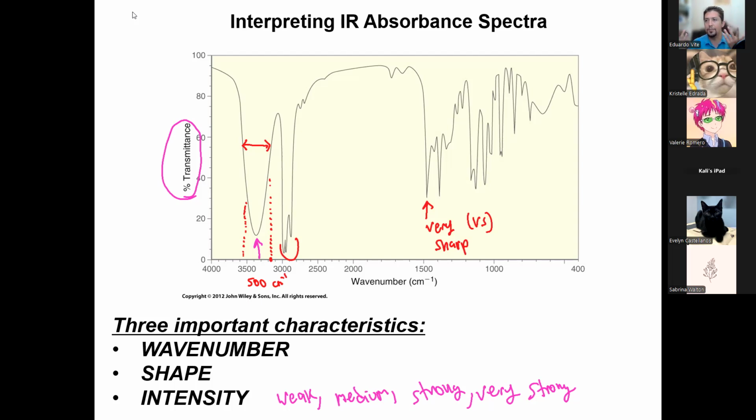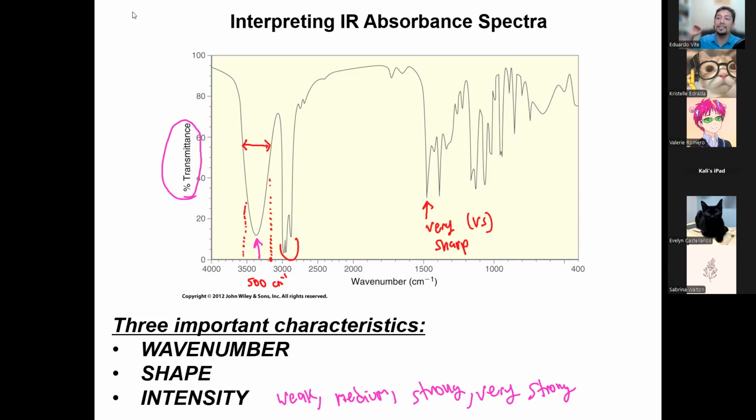It's subjective as long as you get the gist of it. Again, you can't call a very strong peak weak. That's just flat out wrong, right? You can't call something that's very strong medium, right? Medium would be 50%. Well, 10% is not 50%, right? There's a clear distinction there. But if you're confused between strong and very strong, well, again, be reasonable about it. But yes, if it's closer to zero, it's stronger because remember, we're measuring percent transmittance, right?